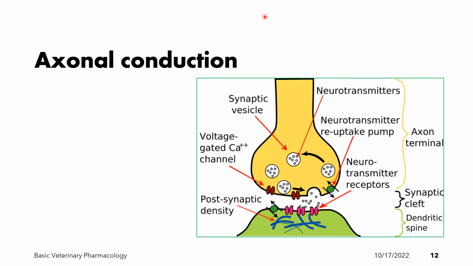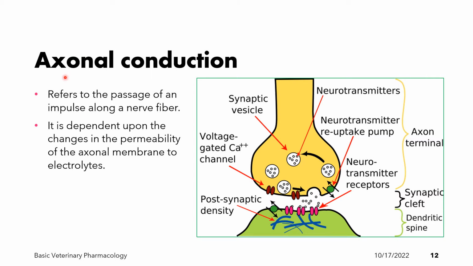The first step in the neurohumoral transmission is axonal conduction. When we say axonal conduction, it refers to the passage of the impulse along a nerve fiber. The impulse that we refer to here is, of course, the action potential. It is dependent upon the changes in the permeability of the axonal membrane to the electrolytes, examples of which are calcium, sodium, potassium, and chloride. This is important to induce later on the release of the neurotransmitters in the synapse.